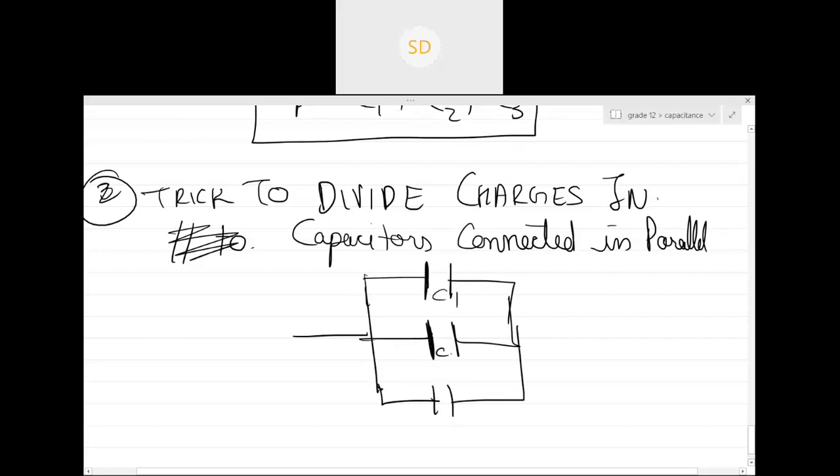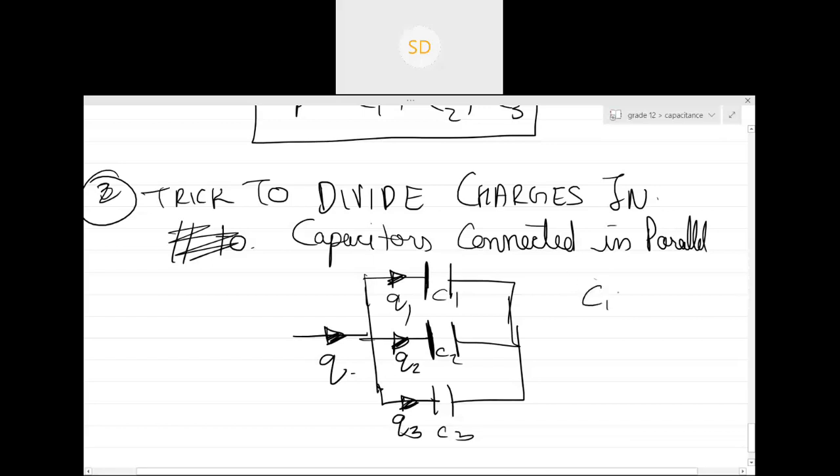This is C1, this is C2, and this is C3. What is the charge on C1? Let's say Q1. What is the charge on C2? Let's say Q2. And what is the charge on C3? Let's say Q3. This will be Q. Can anyone tell me what was the net capacitance of these three?